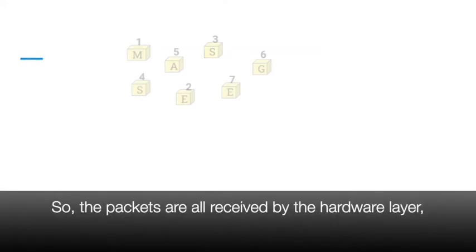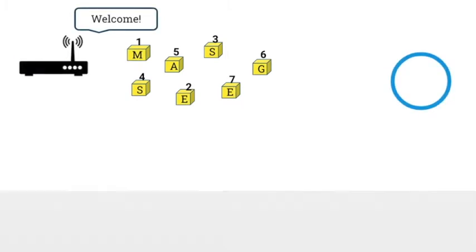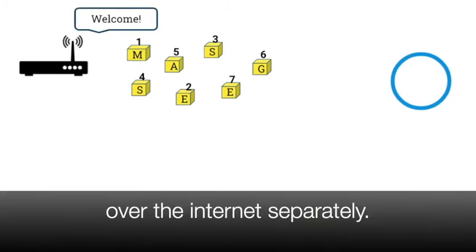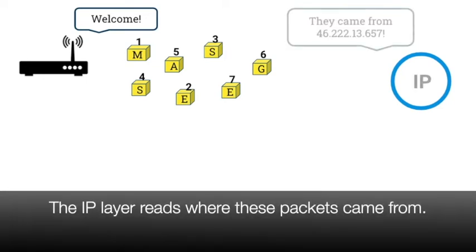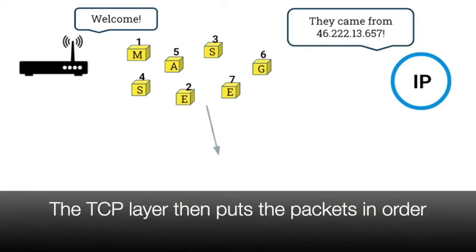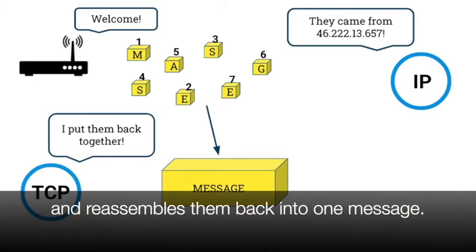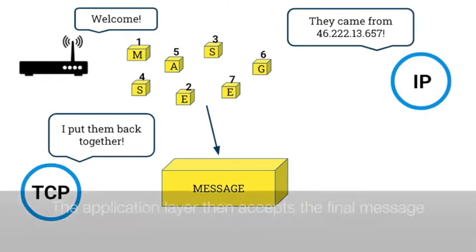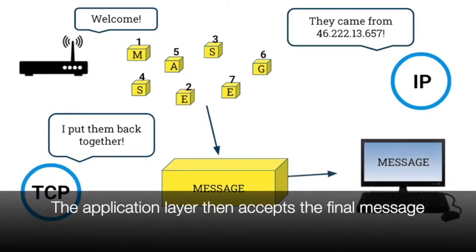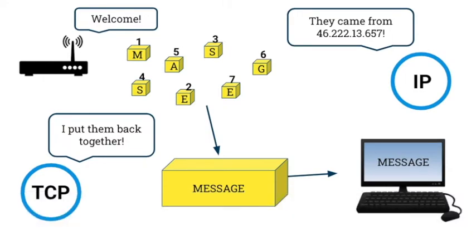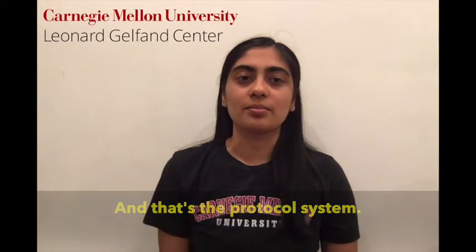So the packets are all received by the hardware layer, but they may be out of order due to being sent over the internet separately. The IP layer reads where these packets came from. The TCP layer then puts the packets in order and reassembles them back into one message. The application layer then accepts the final message and then acts accordingly. And that's the protocol system.